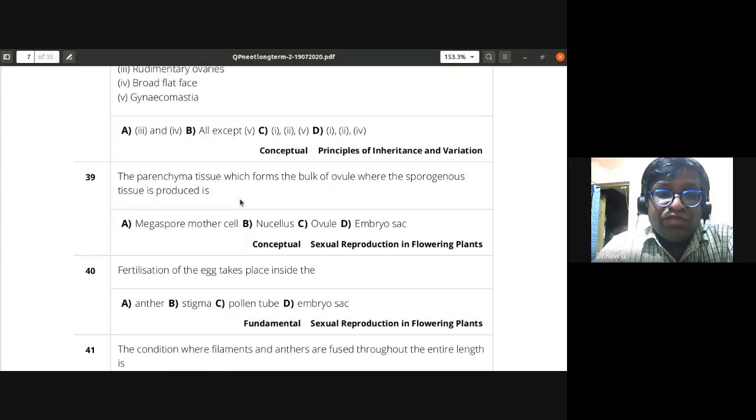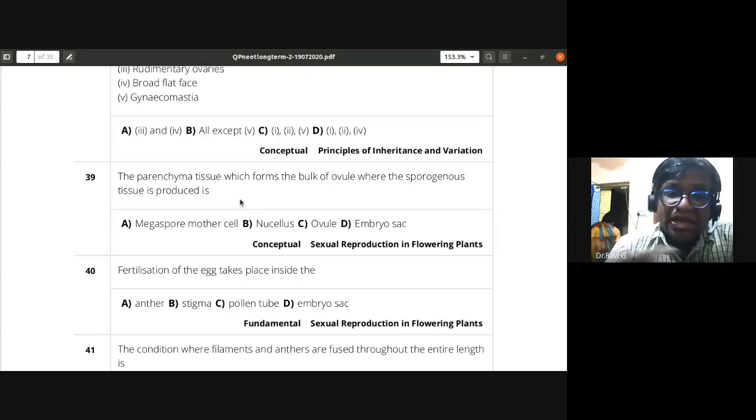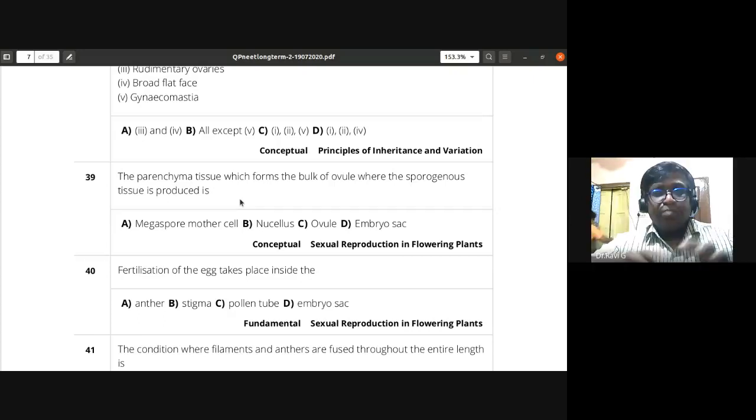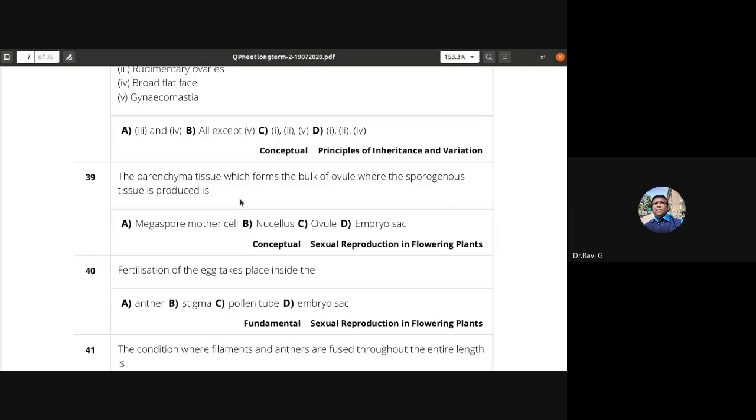See, from the nucellus, one of the cells differentiates to form the megaspore mother cell, isn't it? The parenchyma tissue forms the bulk of the ovule. Nucellus surrounds the embryo sac. The bulk of the ovule, where the sporogenous tissue is produced, is nucellus. Nucellus is the answer. 39th, B is the answer.